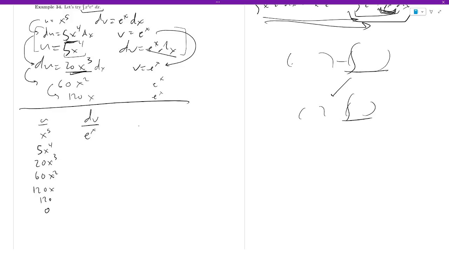On the right side, I take antiderivatives. So e to the x, e to the x, e to the x, e to the x, e to the x, e to the x. And I could keep going, except we'll see in a second that we will need to stop at the 0 here.